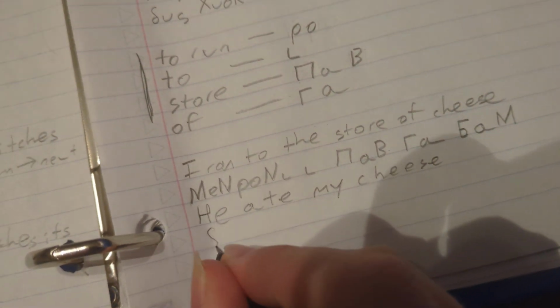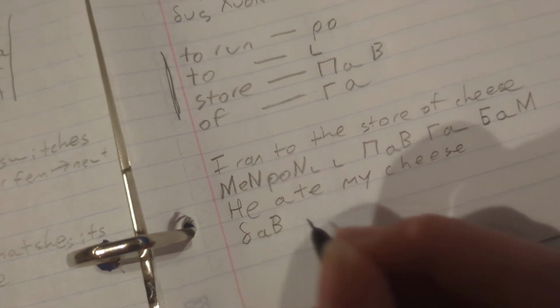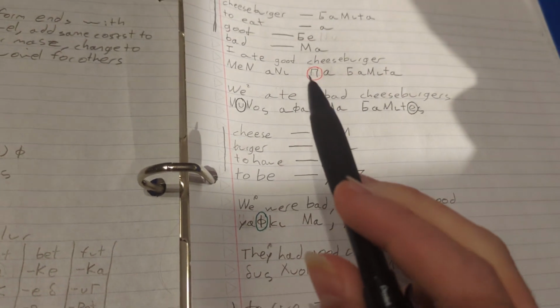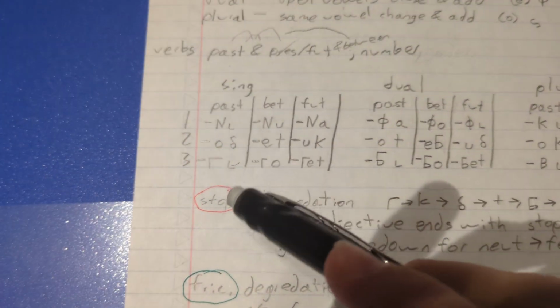Literally, I just really like cheese. So he is a vav. And a is a stem for to eat. And then we go here. My thumbnails are long because I play kalimba.